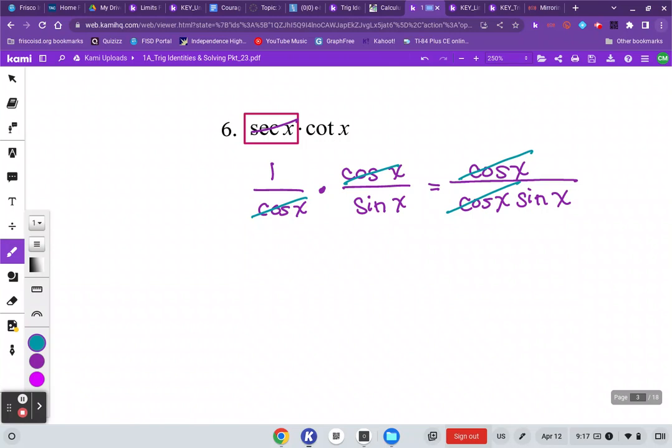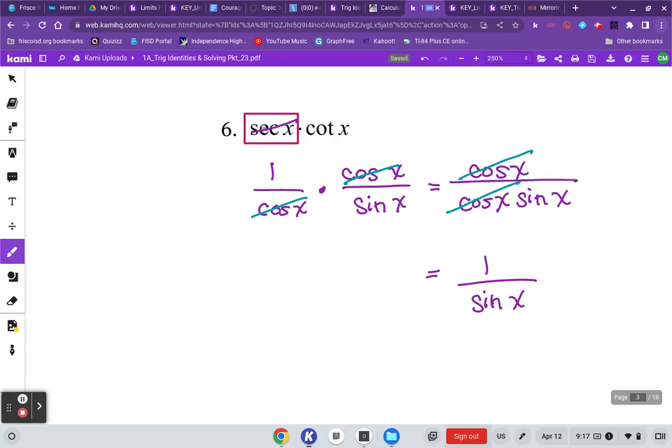Now, when I go to write my next step, when I go to write what this is equal to, it looks like I have nothing in my numerator. But we know that nothing really means what? 1, right? We think there's nothing there, but there's really an understood 1 there. So what I'm left with now is 1 over sine of x.